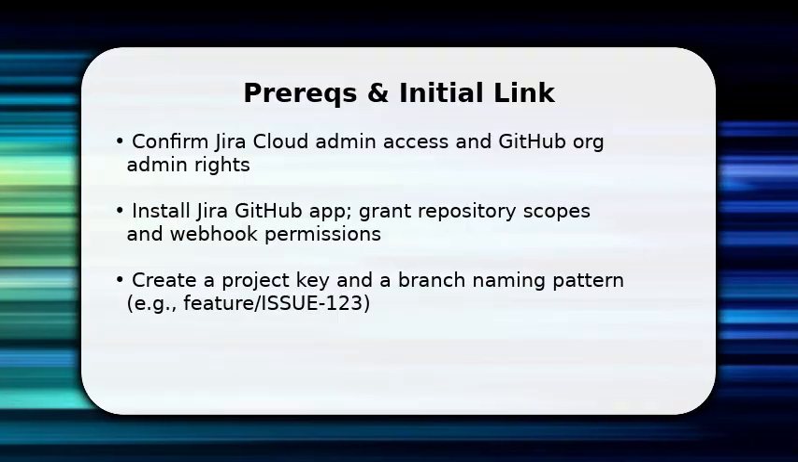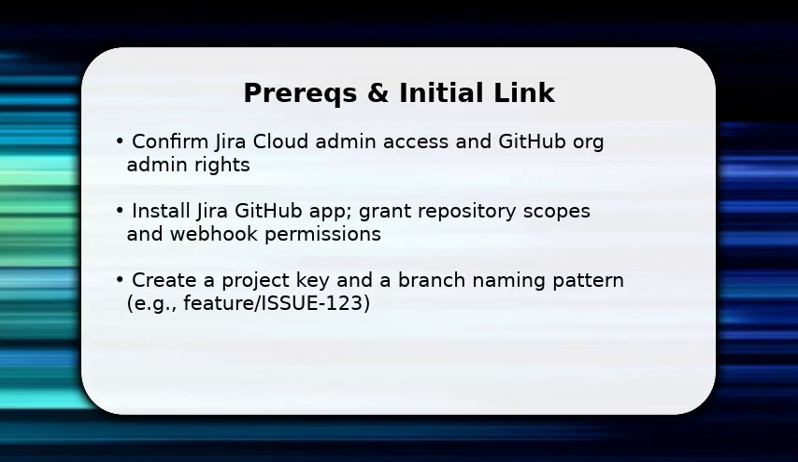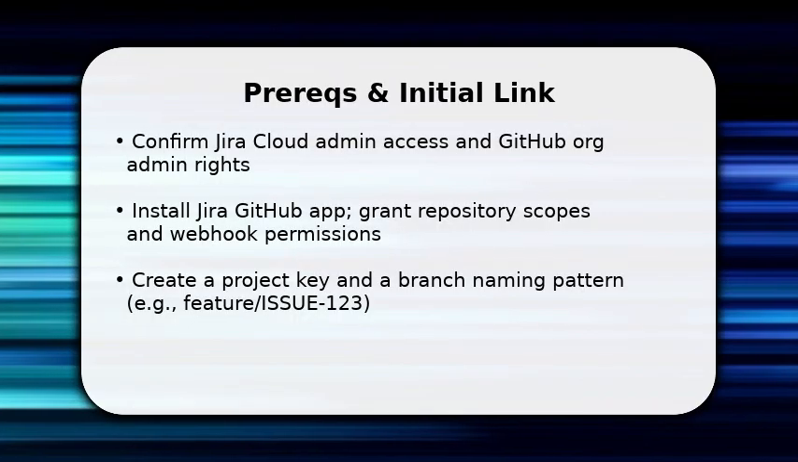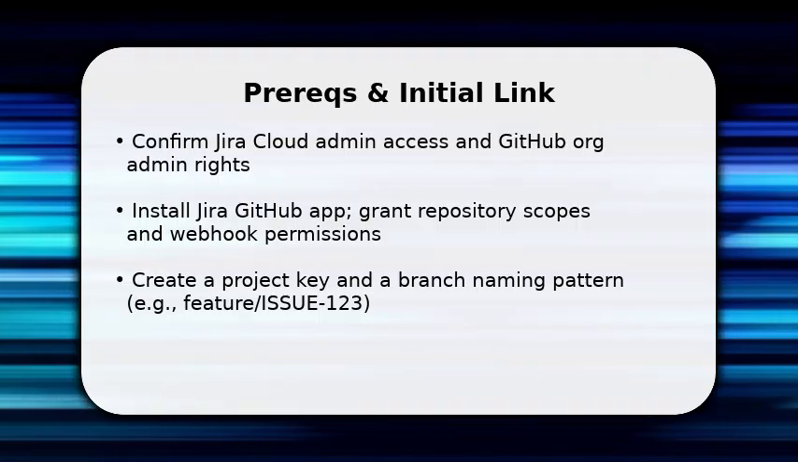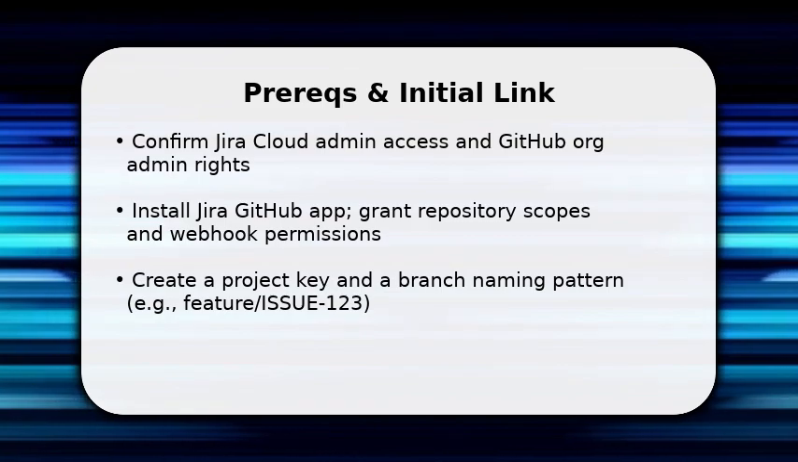You start by confirming you have Jira Cloud Admin and GitHub Org Admin rights so you can install integrations. Next, install the official GitHub for Jira app and grant it repository scopes and webhook permissions. This connects commit and PR data. Once done, create a consistent project key and branch naming pattern like feature/issue-123 so Jira auto-links references. Make sure service users and tokens are provisioned now to avoid permission friction down the line.